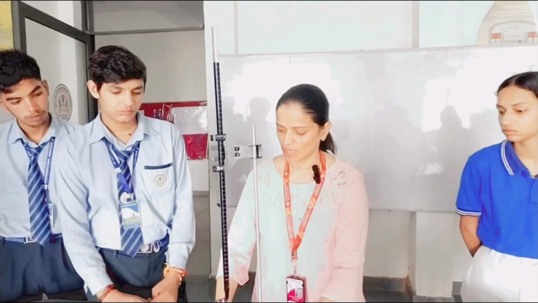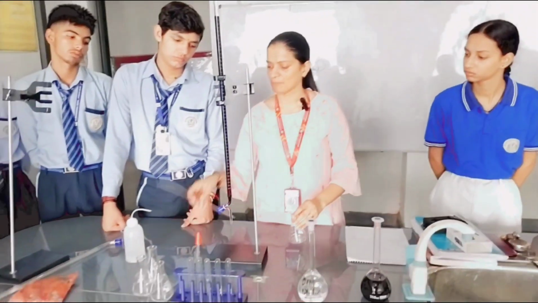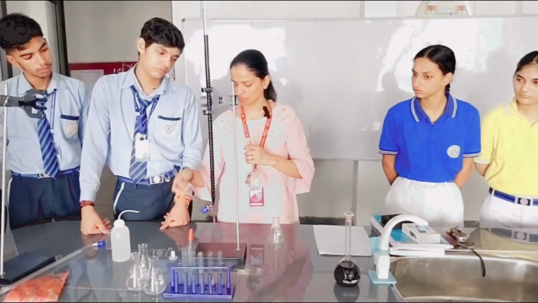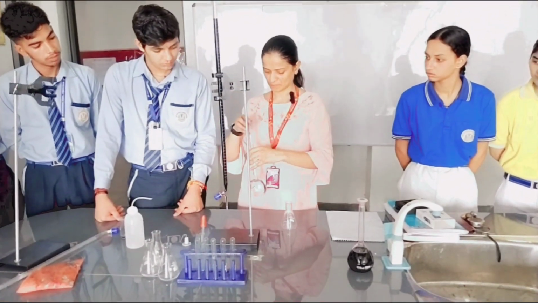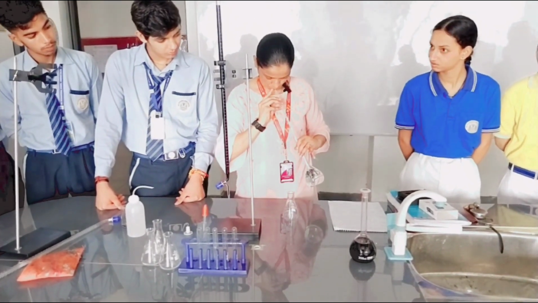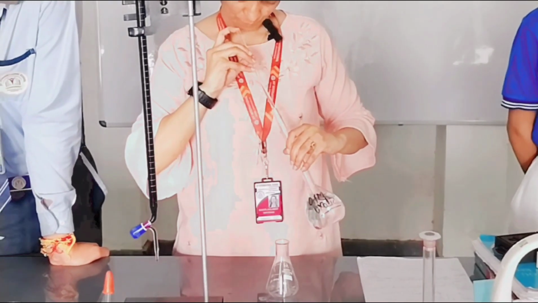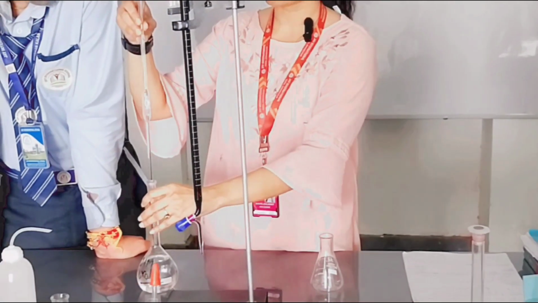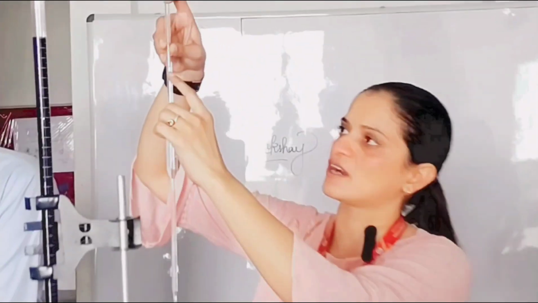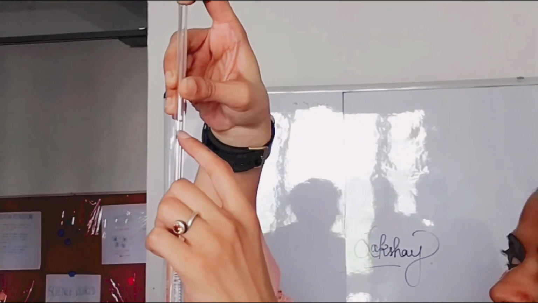Now, I am going to take oxalic acid in this flask. I am using this pipette. You have to pipette out the solution very carefully. As you can see, bring it close. There is a mark in this pipette. You have to fill this pipette up to this mark.